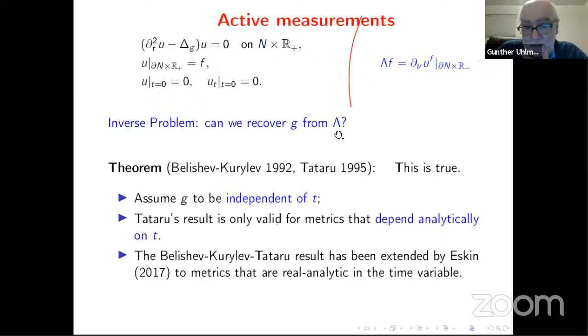And the result is that it is indeed the case if the metric is independent of time, because it uses this very sharp unique continuation theorem of Tataru. And that's only valid for metrics that depend analytically on time. There are counterexamples in general. And Eskin has shown that for metrics real analytic in the time variable, it still holds. But that's again a strong assumption. And we would like to have, say, for instance, smooth dependence on time. In space-time, we cannot guarantee this assumption of real analyticity.